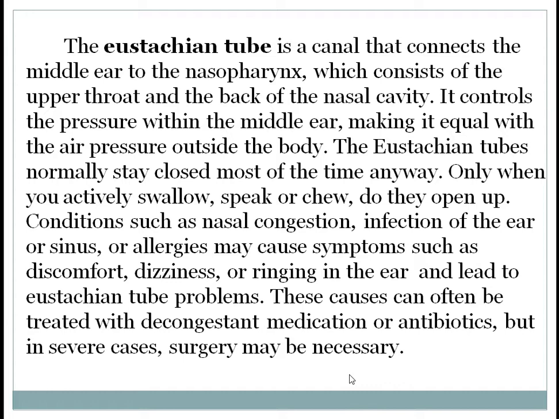It controls the pressure within the middle ear, making it equal with the air pressure outside the body, and these tubes normally stay closed most of the time anyway. Only when you actively swallow, speak or chew do they open up. Conditions such as nasal congestion, infection of the ear or sinus, or allergies may cause symptoms such as discomfort, dizziness, or ringing in the ear and lead to eustachian tube problems. These can often be treated with decongestant medication or antibiotics, but in severe cases, surgery may be necessary.